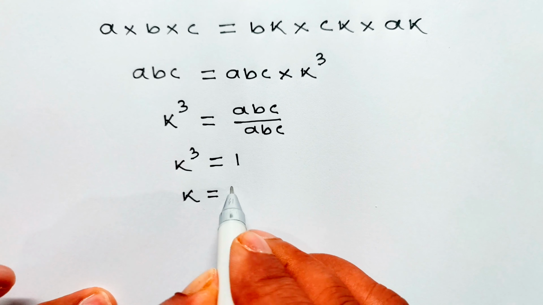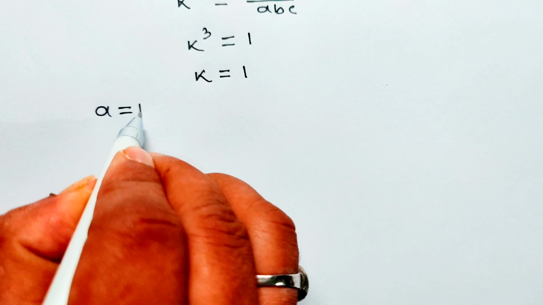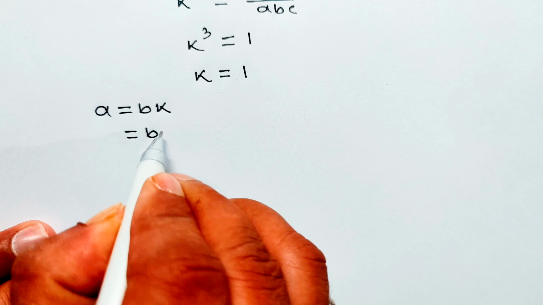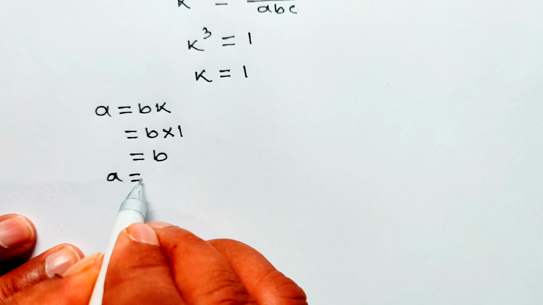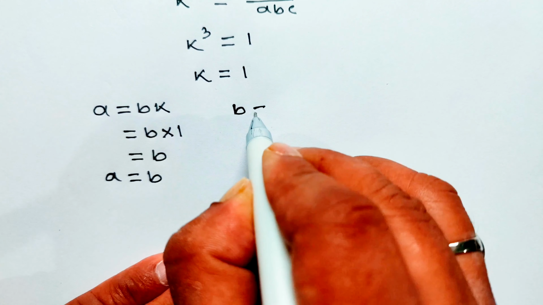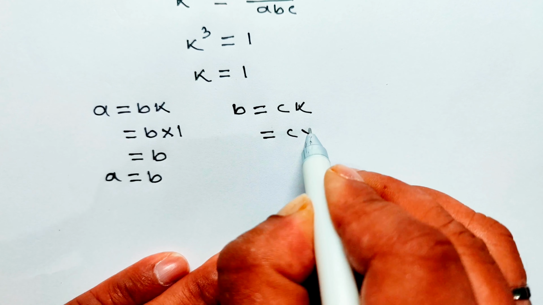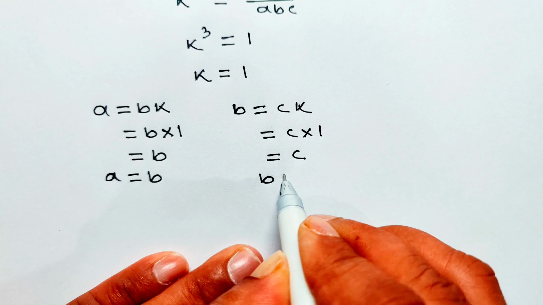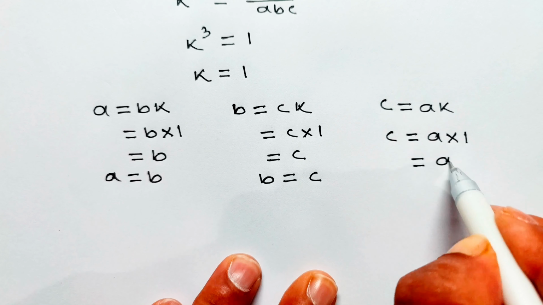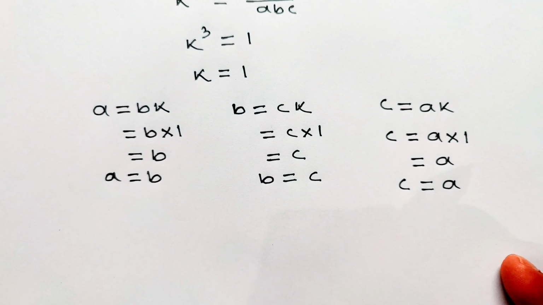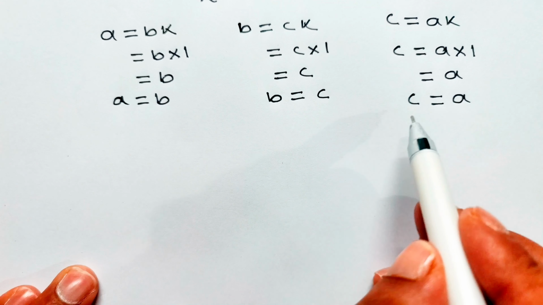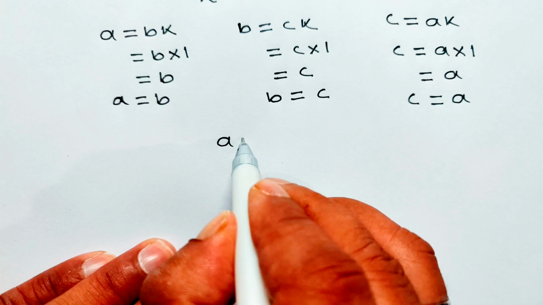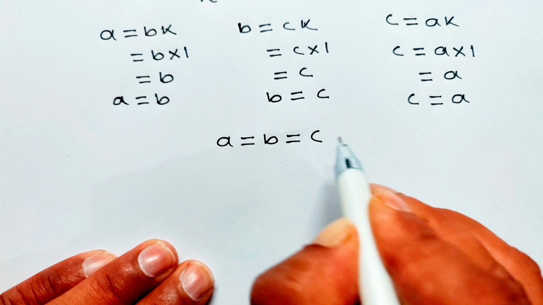Then K equal 1. A equal BK equal B into 1, then equal B. Then A equal B. B equal CK equal C into 1 equal C. Then B equal C. C equal AK, C equal A into 1 equal A. Then C equal A. A equal B, B equal C, C equal A. Then A equal B equal C.